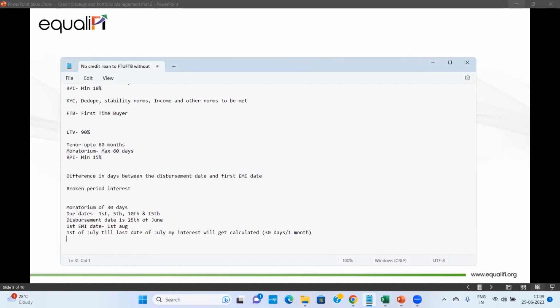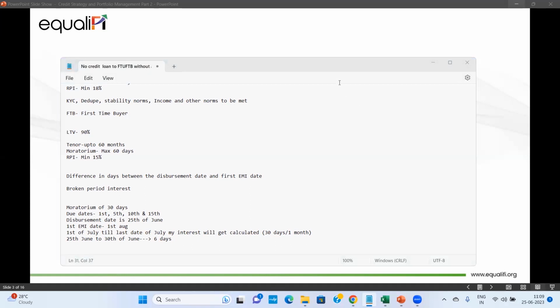Now I have disbursed the money on 25th of June. What about that gap period, 25th June to 30th of June? This interest is for 25th, 26th, 27th, 28th, 29th, 30th. So it is 6 days. We have to collect interest for this, right?